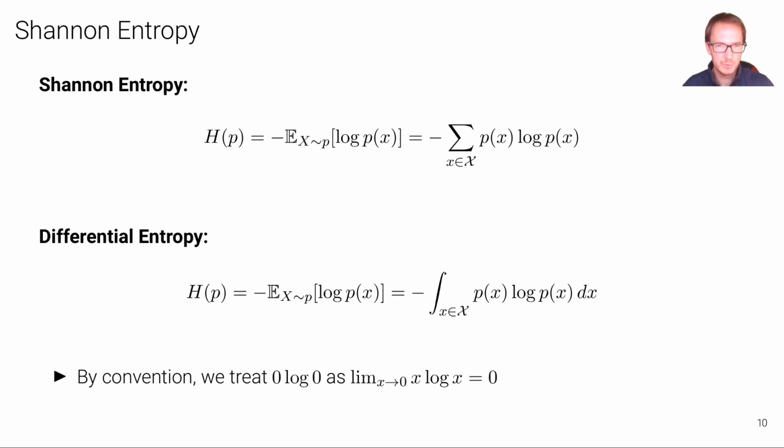As a quick remark, by convention we treat 0 log 0, which can occur here, as the limit of x log x for x to 0, which is equal to 0. So 0 log 0 is considered to be 0 if this occurs in any of your calculations.